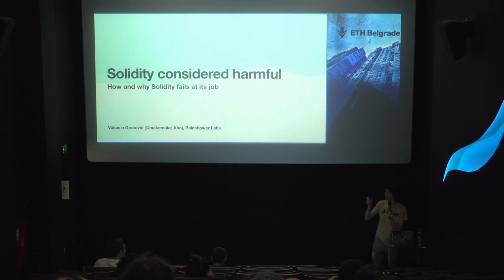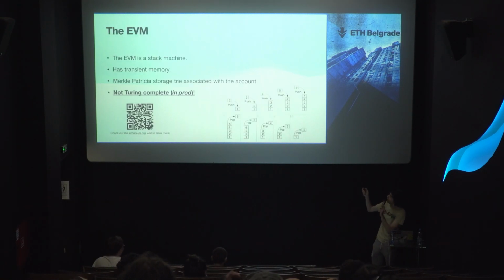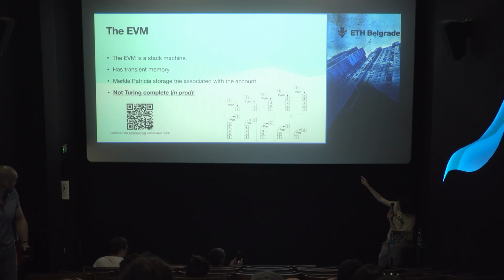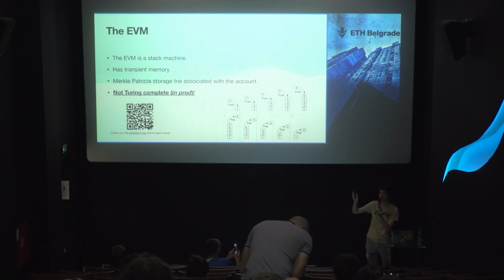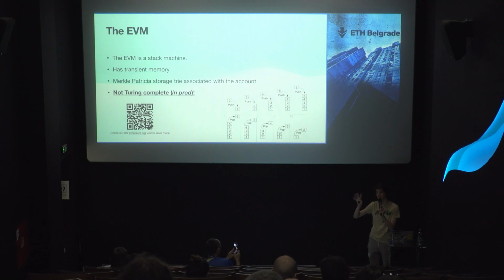So, who here knows how the EVM works? Cool. So the EVM is a stack machine. So it has transient memory, and it has a Merkle partition storage tree. So instructions get pushed onto it and then get executed. And a big misconception of how it works is that it's Turing complete, which is kind of true. In production, it's not. We have the block gas limits, so we cannot execute things perpetually. We know that they have an end.